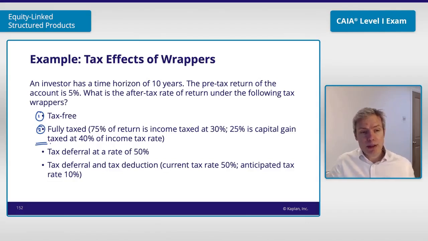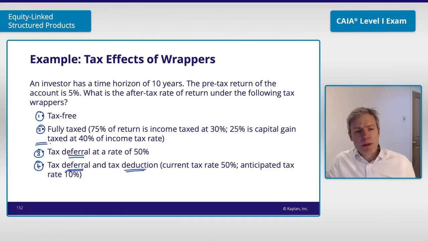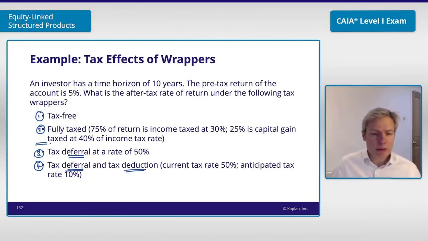Or you could have a structure where tax is deferred to the end of the period. So that's a bit like deferred capital gains. That's tax effect number 3. And then there's number 4 here, which is where we defer taxation completely to the end of the period, and we then deduct all taxes at the end. So these ones, 3 and 4, are not trivial, but we'll look at this example to demonstrate how they work.